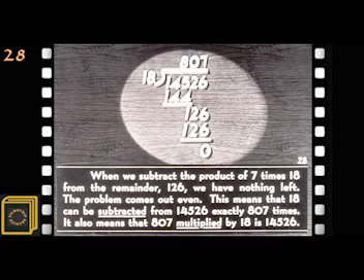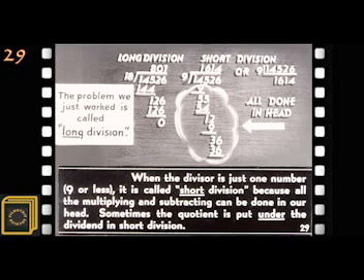When we subtract the product of 7 times 18 from the remainder, 126, we have nothing left. The problem comes out even. This means that 18 can be subtracted from 14,526 exactly 807 times. It also means that 807 multiplied by 18 is 14,526. The problem we just worked out is called long division.